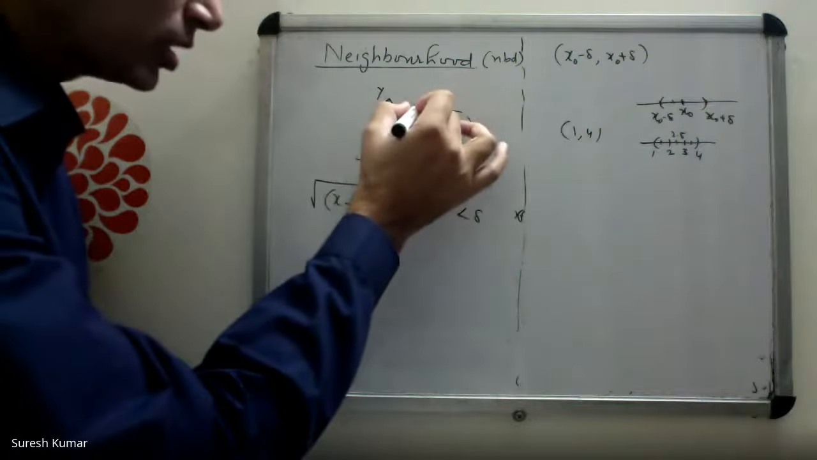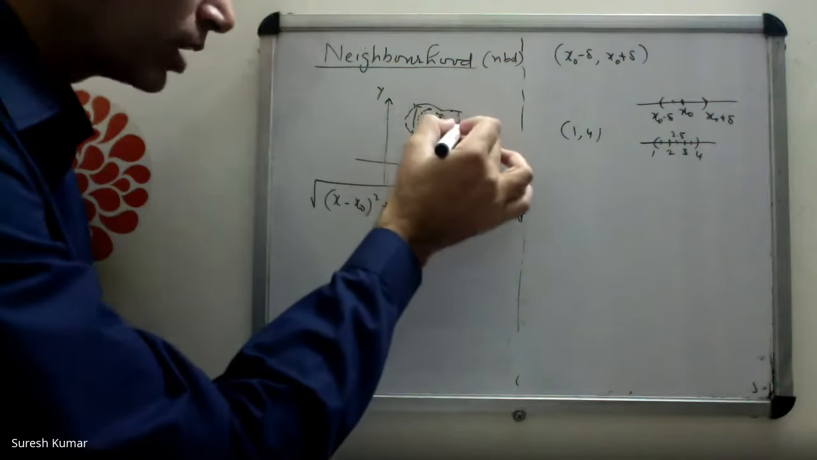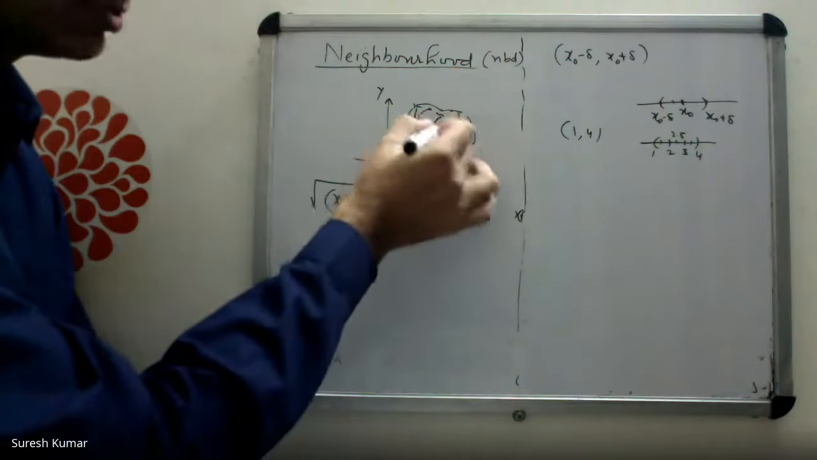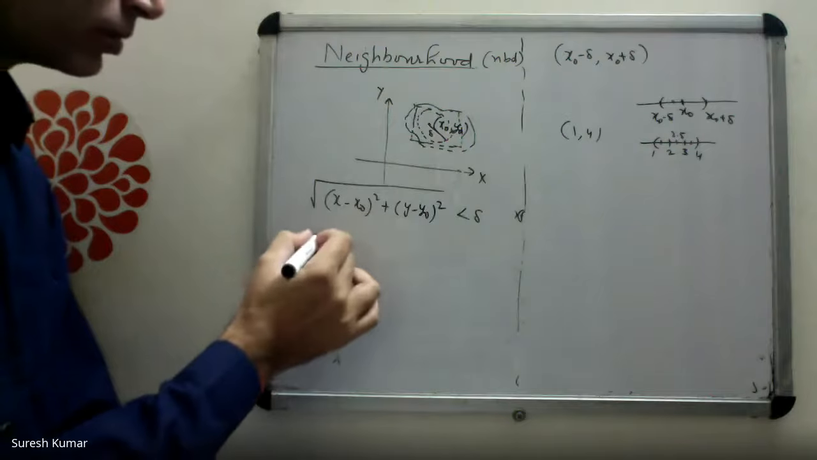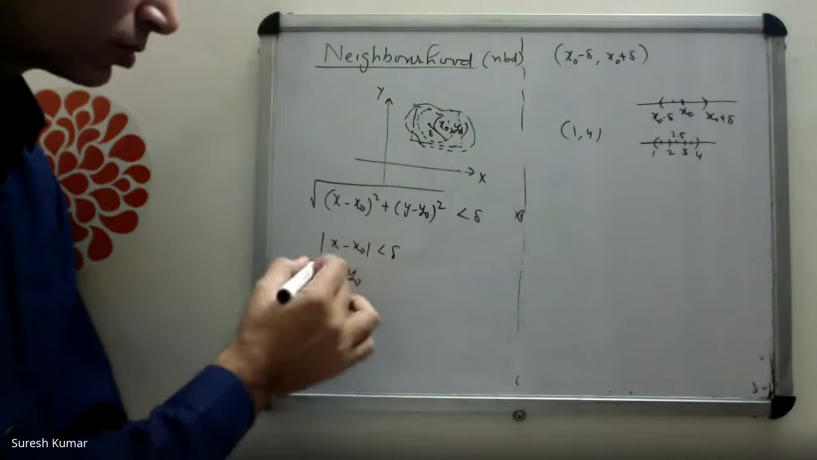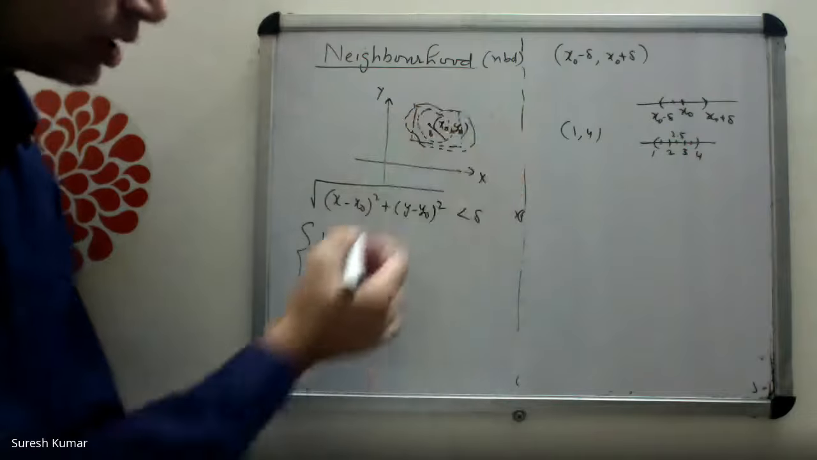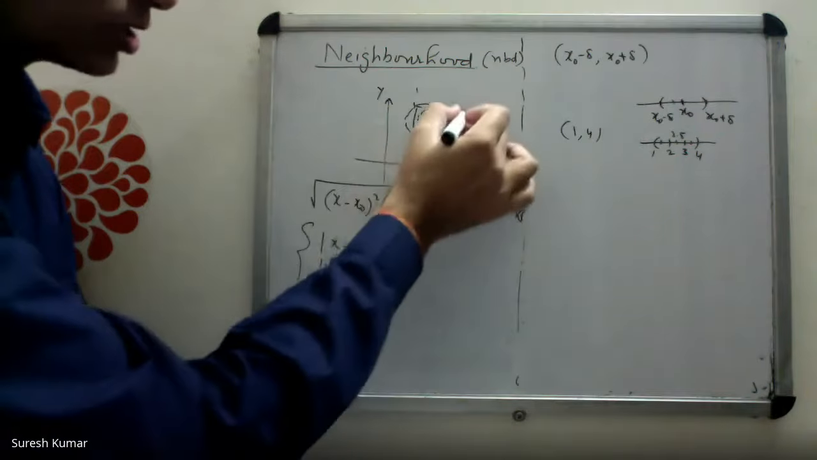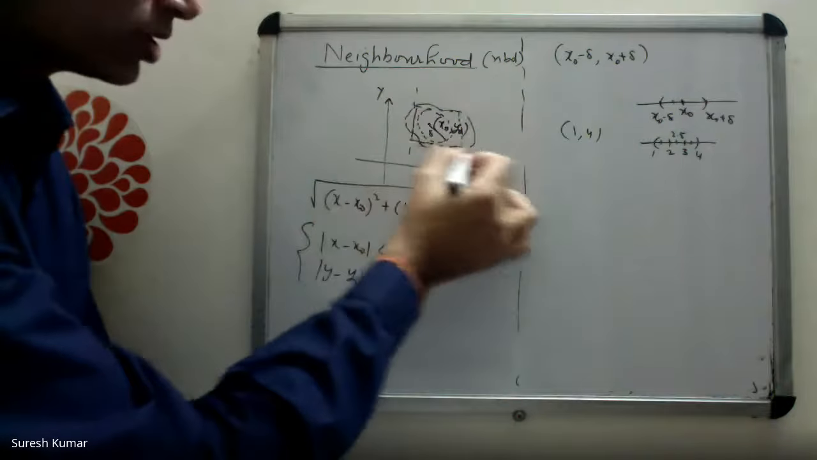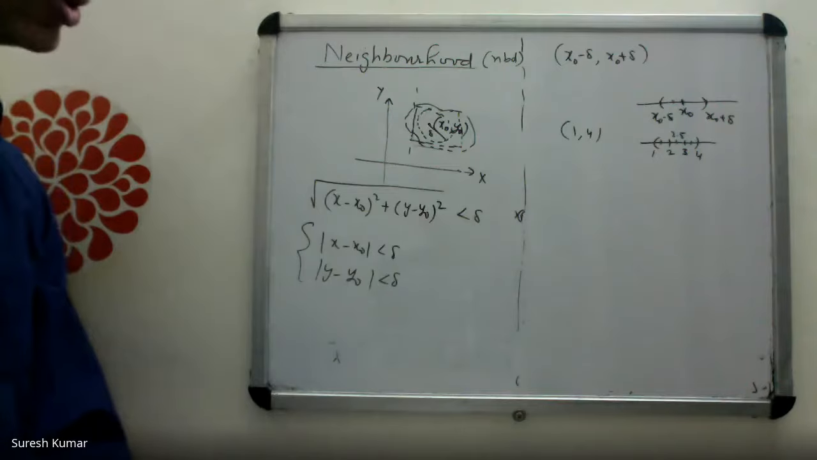I could construct a square neighborhood also. I can take any convenient mathematical shape or mathematical relation that represents a region around the point. I could choose this also. What is this? These together represent the square neighborhood, right? These two lines are x naught minus delta, x naught plus delta. These two lines are y naught minus delta, y naught plus delta. So the common region is the square neighborhood of the point (x0, y0).